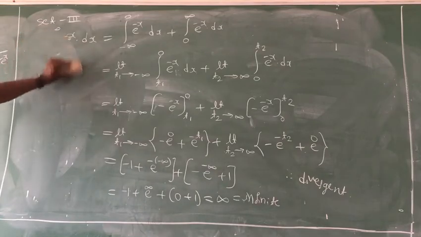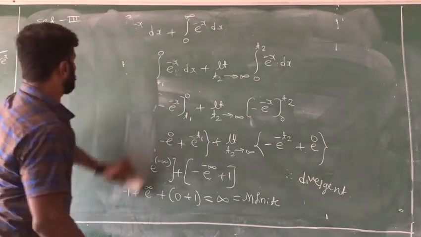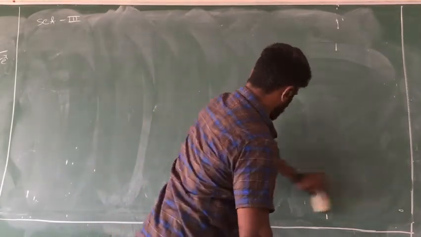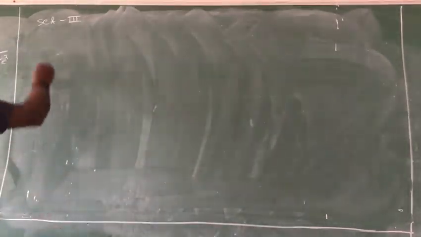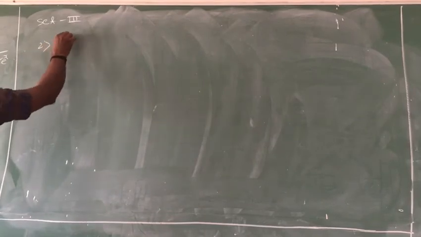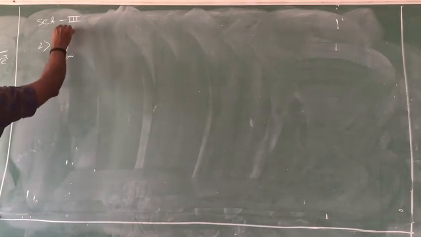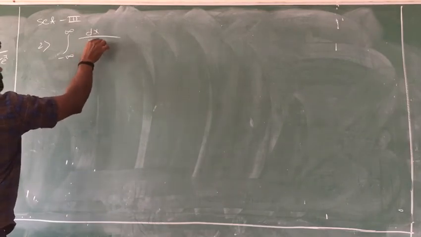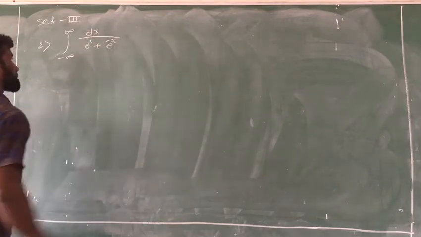So next example. Second example: the integral from minus infinity to plus infinity of 1 divided by e raised to x plus e raised to minus x, dx.